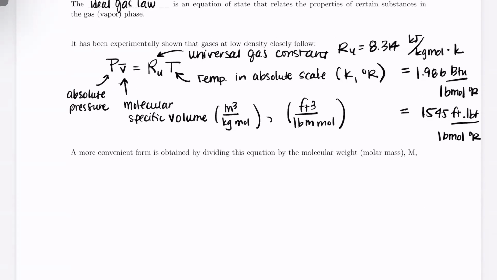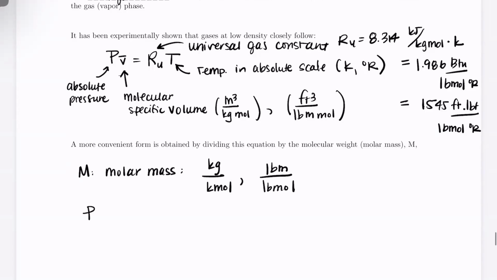A more convenient form of this equation is found by dividing it by the molecular weight, or the molecular mass, which is capital M of the substance. So our molar mass has units of kilogram per kilomole, or pound of mass over pound mole. So we take our P V bar equals R_U T and we divide both sides by the molar mass.